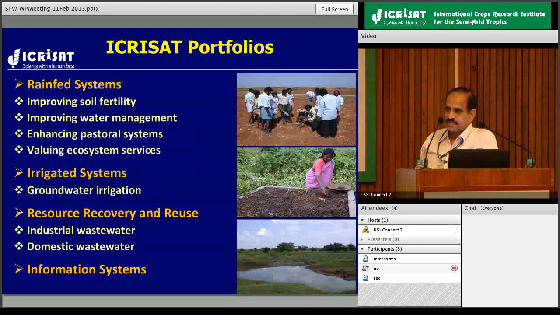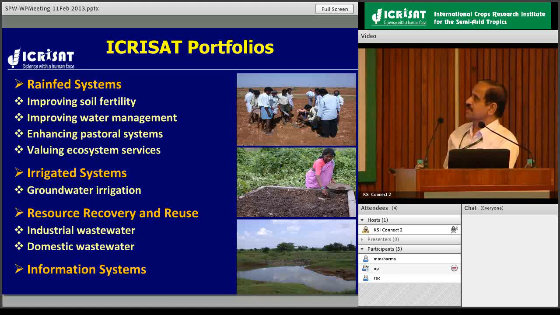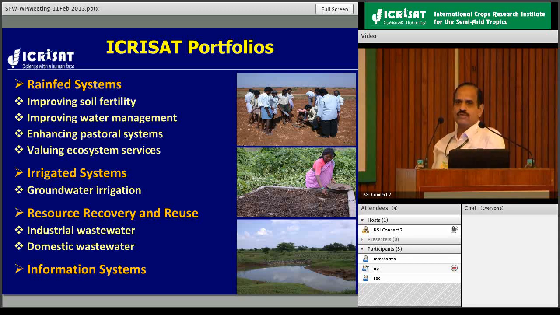The ICRISAT portfolio: basically we are involved largely in the rain-fed systems, which deals with improving soil fertility, improving water management, enhancing the pastoral systems and valuing the ecosystem services. In case of irrigated, we are also involved in groundwater irrigation, particularly in the watershed areas where we harvest the rainwater and augment the groundwater, and how efficiently the groundwater can be utilized in terms of water use efficiency, institutional mechanisms and sustainable development of groundwater resource.